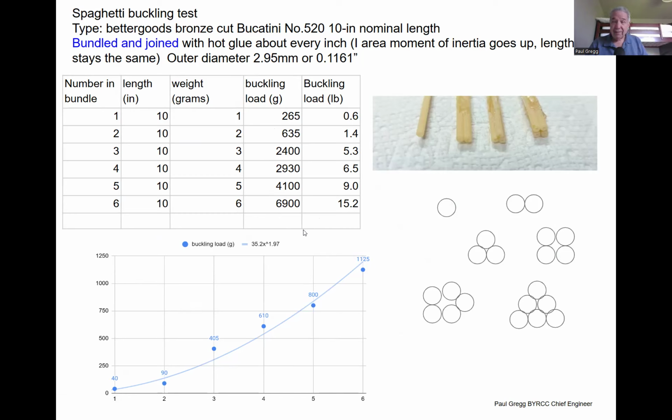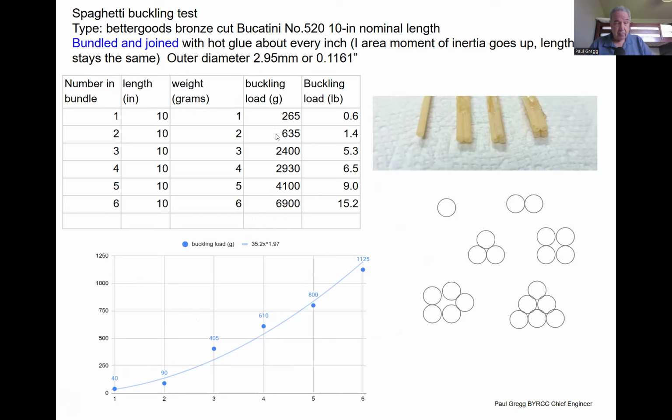Of course, they weigh more too, but the increase in moment of inertia and buckling capability is better than just the weight increase of adding bundles. So this is the chart of that. You can see it goes up pretty good. It's not a straight line. And just by getting six of them, one of them buckles at 265 grams, and six of them buckle at 6,900 grams, which is way more than six times the 265. So there is a benefit to bundling these, and you might think about that in your spaghetti towers.